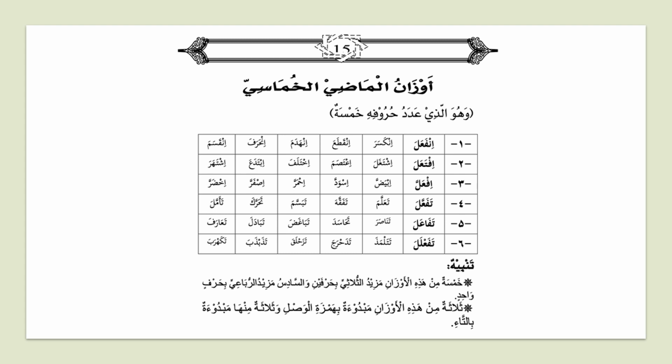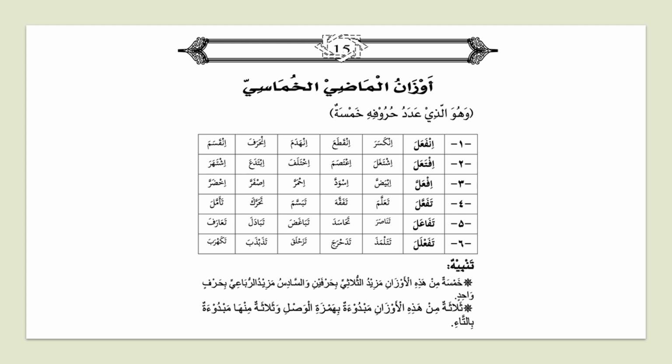So we mentioned for the three letter verbs, how many were there? There were three. Those were fa'ala, fa'ila, and fa'ula. And then for the four letter verbs, there was how many? There were three. Who remembers them? Fa'lala, fa'ala, af'ala. And the last one? You said all four.